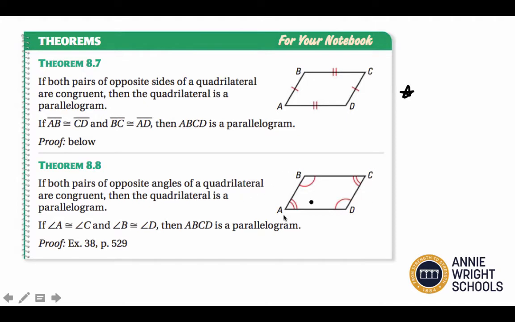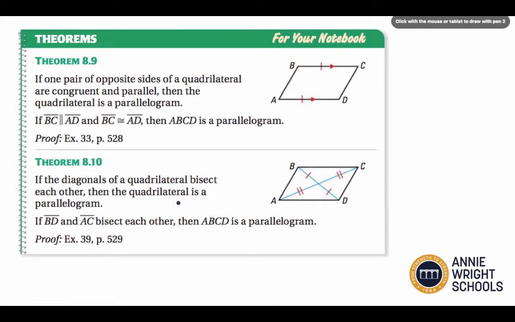Same thing with opposite angles congruent in a quadrilateral. If the opposite angles of a quadrilateral are congruent, then that quadrilateral is a parallelogram. The same is true with the diagonals bisecting each other. If the diagonals of a quadrilateral bisect each other, then it's a parallelogram. You could prove those four theorems.